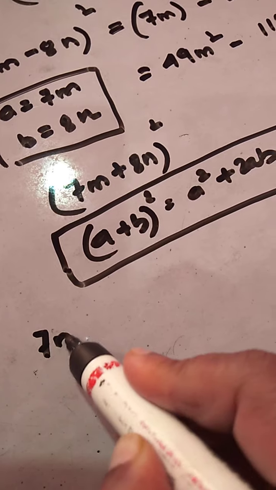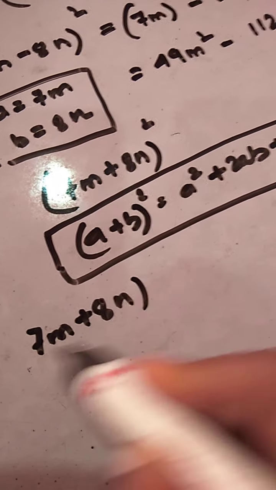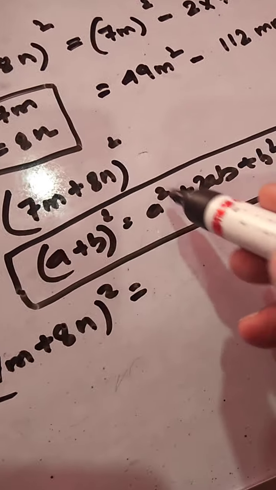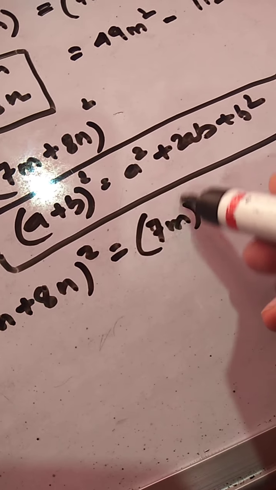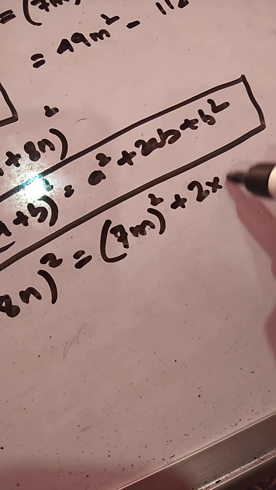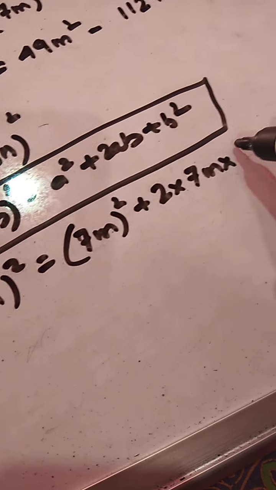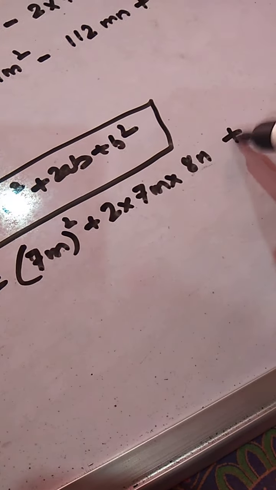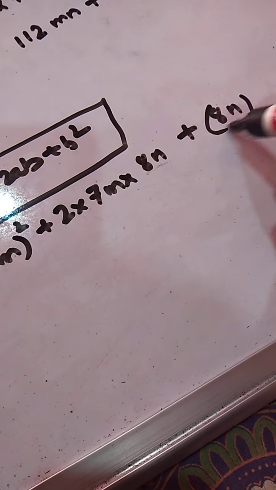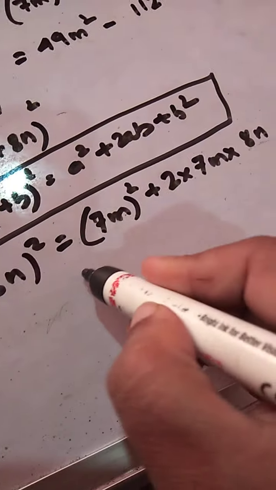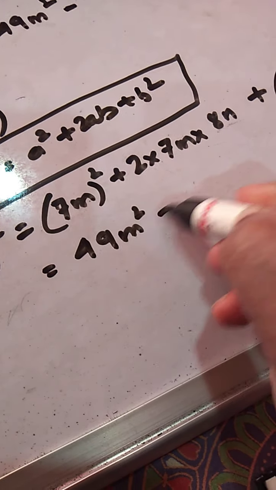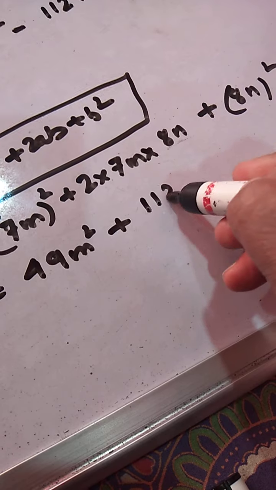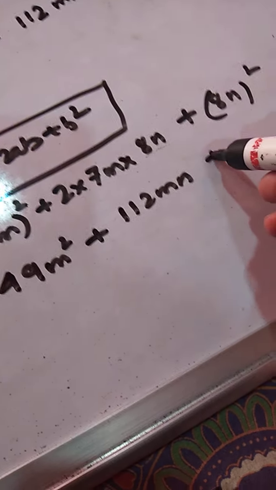Let's expand it now. (7m plus 8n) whole square equals a square, and in place of a we have 7m. Then a square plus 2 into a into b plus b whole square. Fine. So the answer of this will be 49m square plus 112mn plus 64n square.